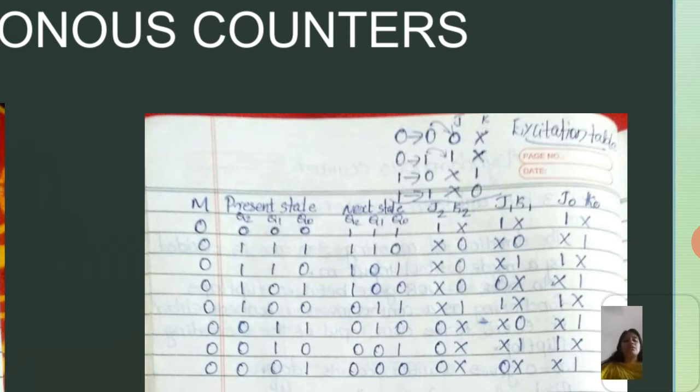You have to understand and be thorough with this excitation table. You can study it like this. Don't care is a default part. For the first two cases, don't care is for the K input, and for the last two cases, don't care is for J.